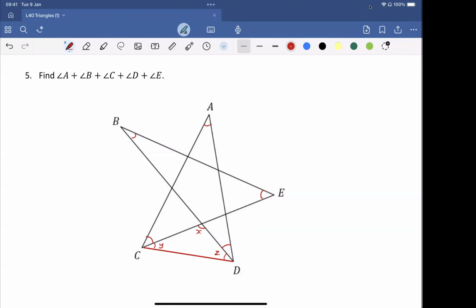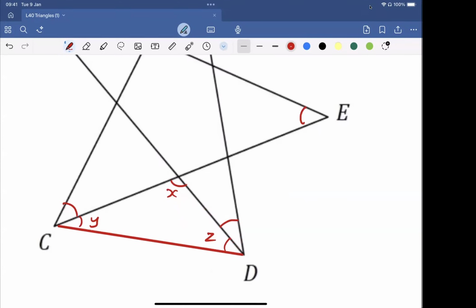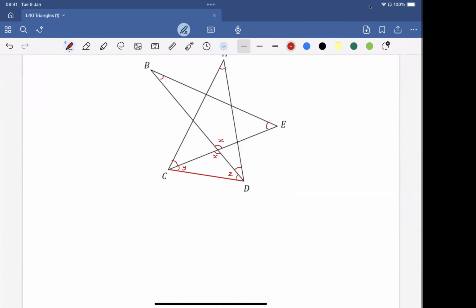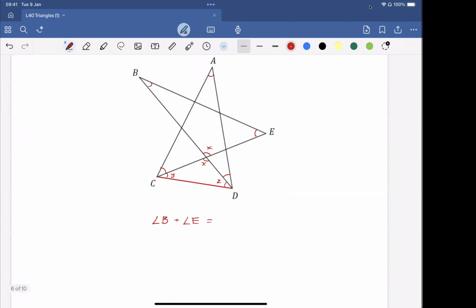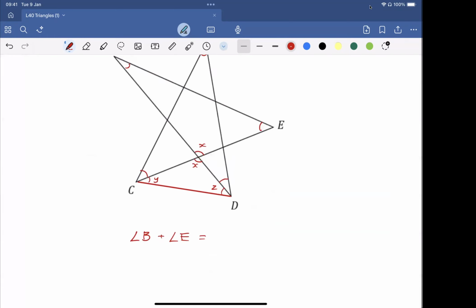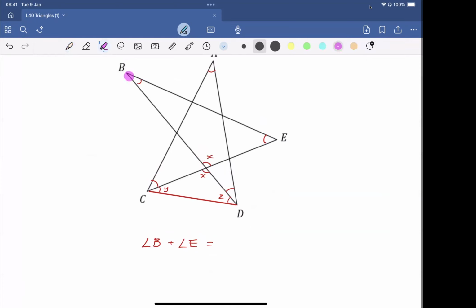Okay, let's take a look at this question. Imi, what is this angle here? X. Can you tell me how to find the angle B plus angle E? Angle B plus angle E. Yes, it is part of a triangle. Yes, what do you say? 180 minus X. Yes, correct.